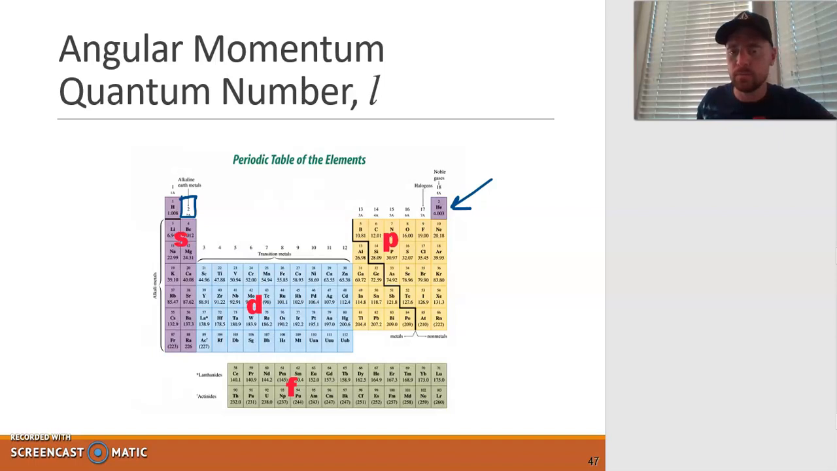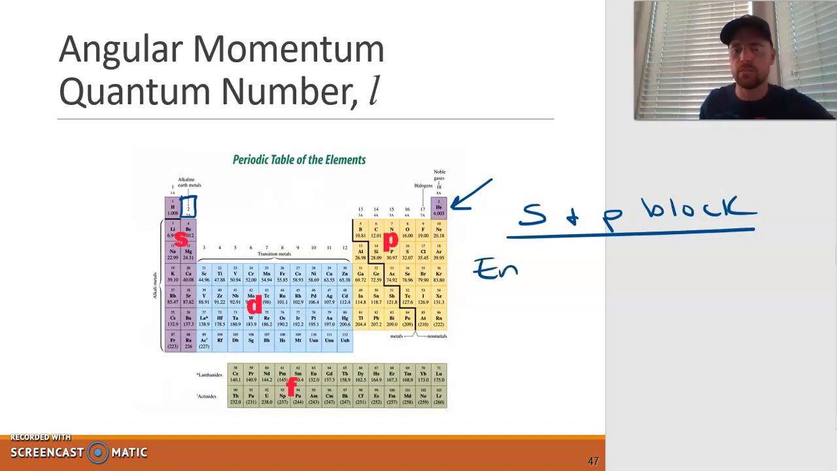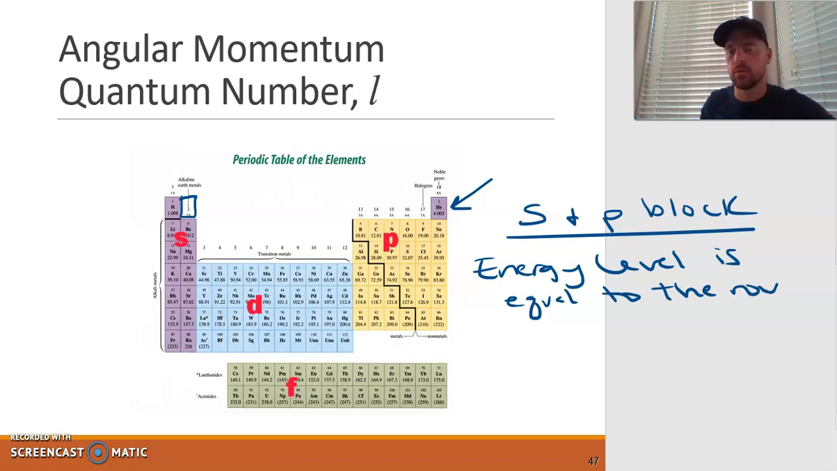For the S and P block, the energy level is equal to the row number. So when we're looking at these two blocks, S and P, whatever row number we're in will be the energy level that we're in. For example, if we're in row 2, then that corresponds to energy level 2. If we're in row 3, energy level 3, and so on.